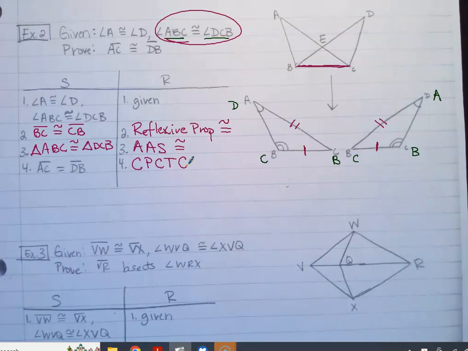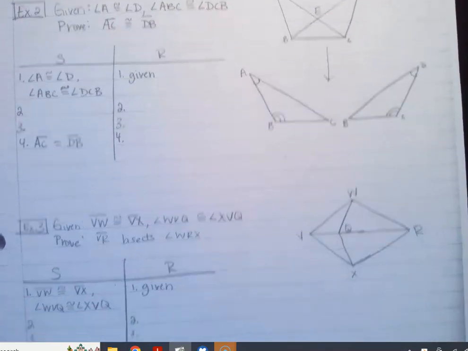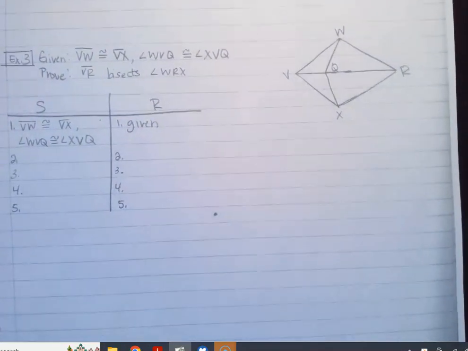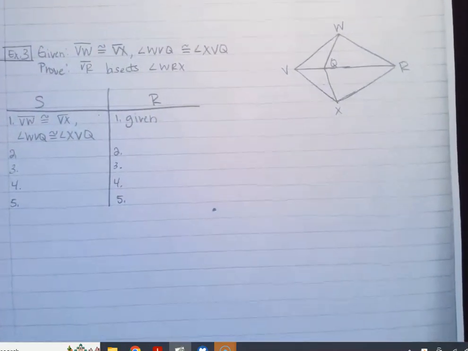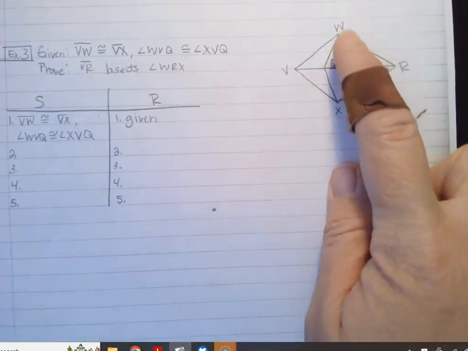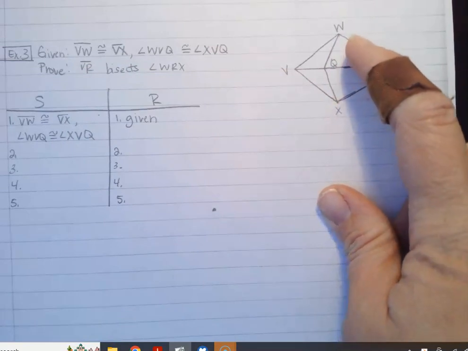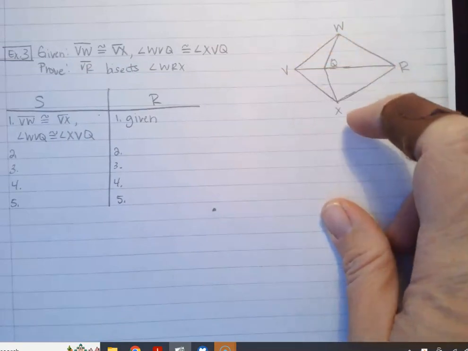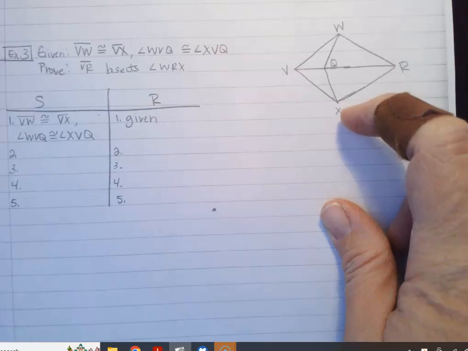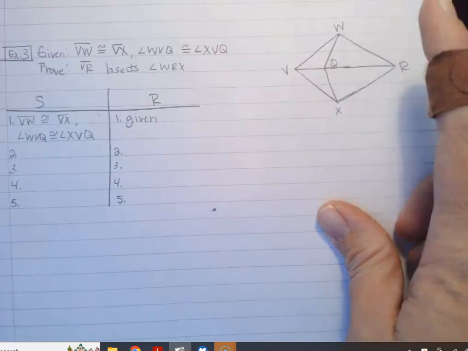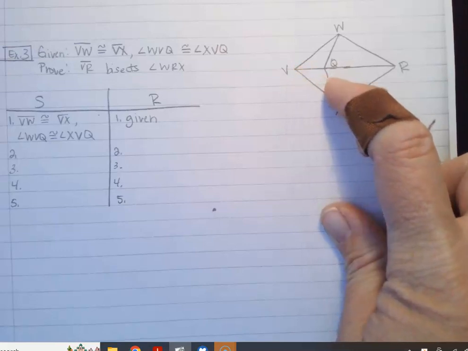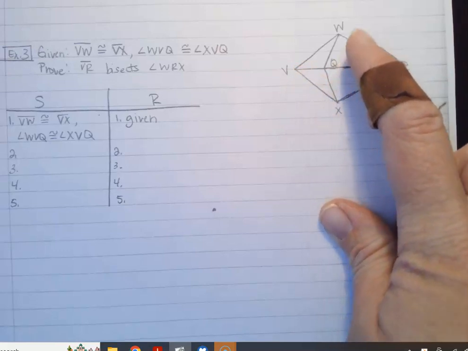Okay, so example 3 then. You need to take some time and draw your separate shapes out. Is there 4? That's a good question. Okay, so let's look at it. VW is congruent to VX. Triangle WVQ is congruent to triangle XVQ. Prove that VR bisects angle WRX.